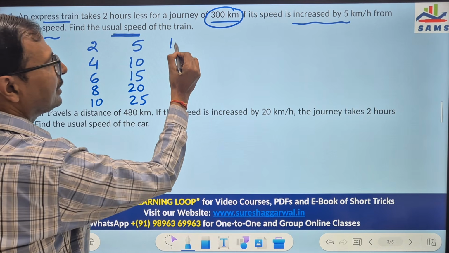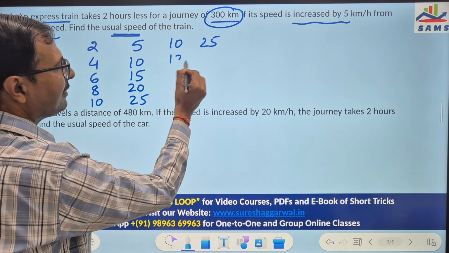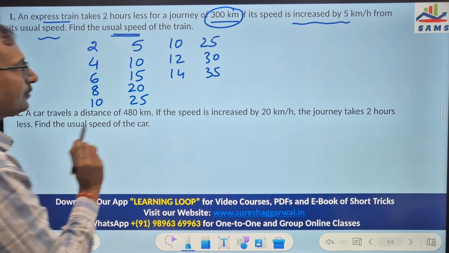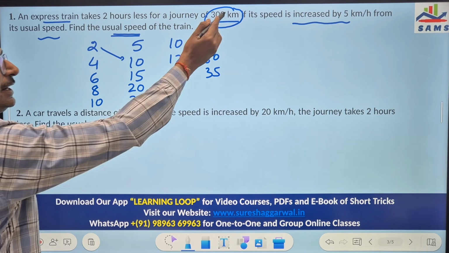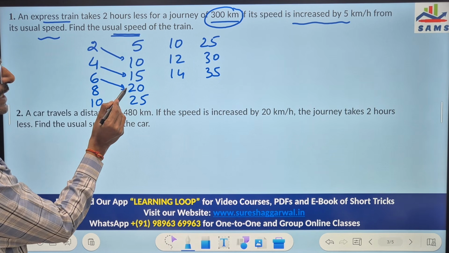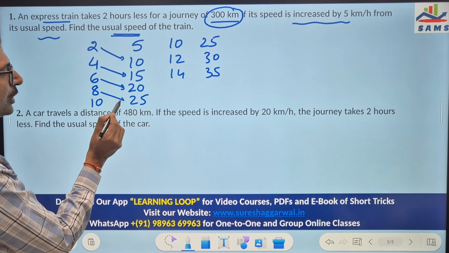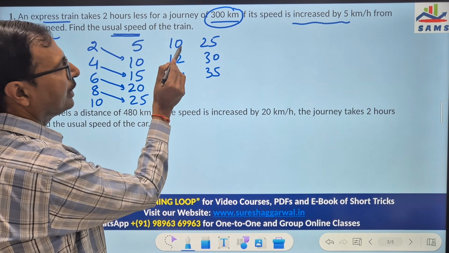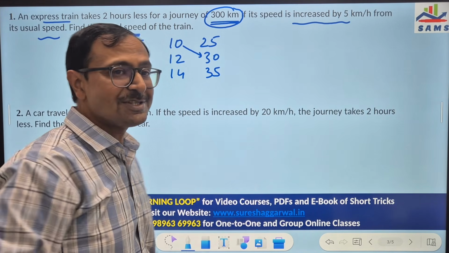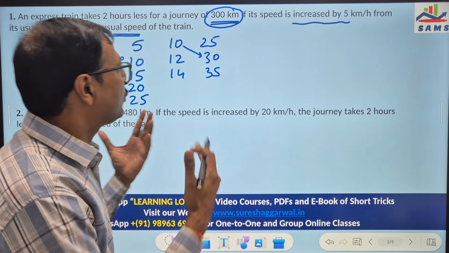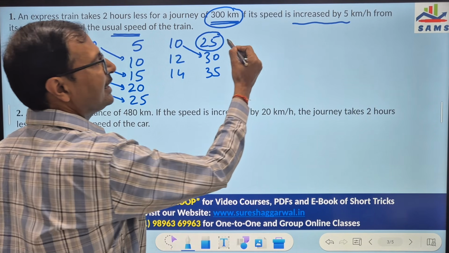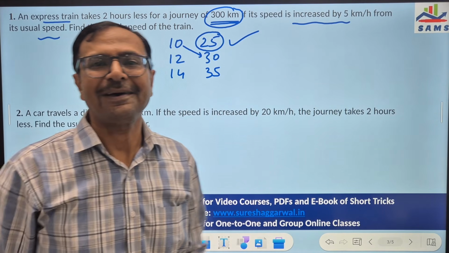So 10, 15 I'll write, 10 and 25 I'll write again here, 12 and 30, then 14 and 35 like this. Here it is just 20, right? I need 300. Here it is 60, still let's go on. Here it is 120, still we have to go on. 8 into 25, 200, still we have to go on. 10 into 30, yes. See, it gives me 300, which is equal to the distance given in the question. And so where is the answer? The answer is this speed.